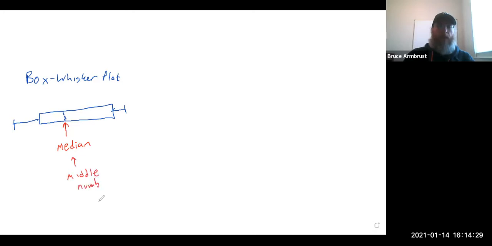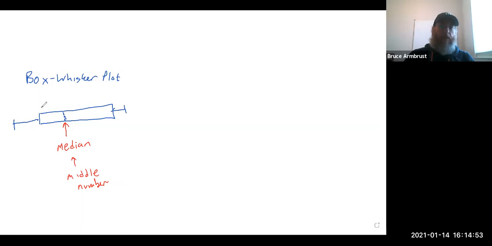So if we've got a list of data, the median is going to be the one that's smack dab in the middle. If there isn't a data point that's exactly in the middle, like if we have an even number of data points, then the median is the average of the 2 middlemost numbers. Okay, so that's the median.